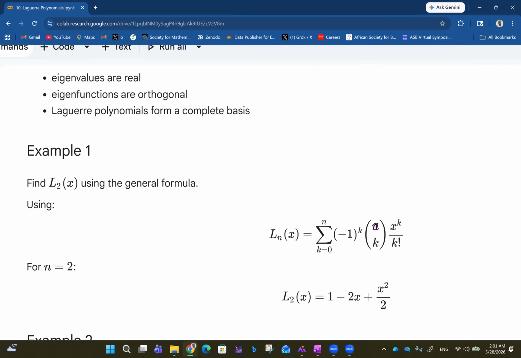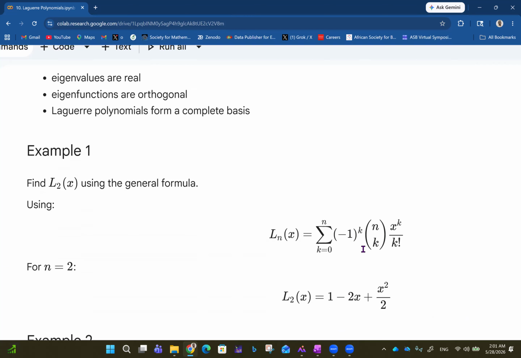Then n combination k. No, n is 2, right? N is 2, so we fix the 2. That's 2 combination 0, and 2 combination 0 is 1. So we have minus 1 raised to power 0, then 1 also. Then x raised to power 0 all over 0 factorial. So everything is 1 first.